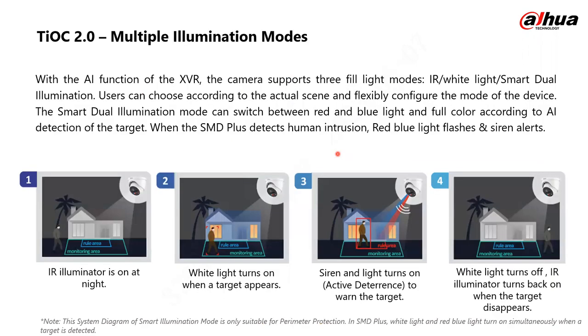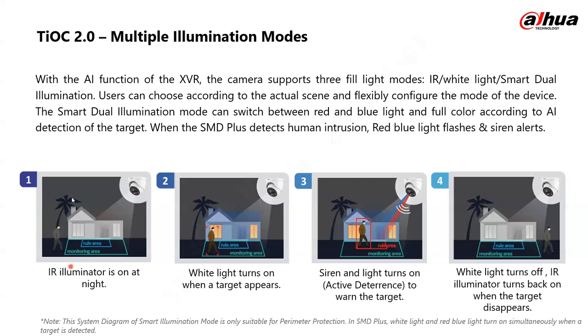So for the function to work properly, you need to incorporate an intelligent XVR. With an AI function of the XVR, the camera will support three lighting modes: IR, white light, or smart dual lighting at the same time. In this case, I'll explain based on these three frames that we have here.